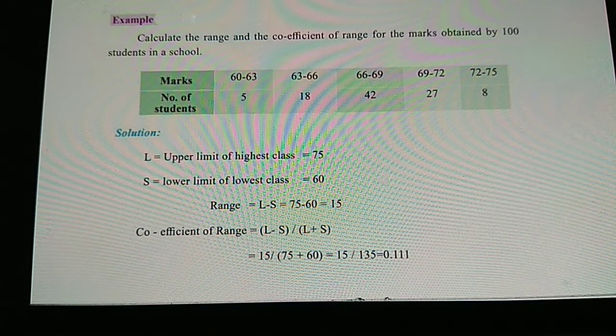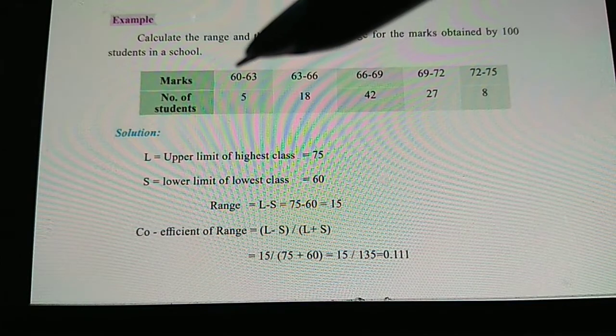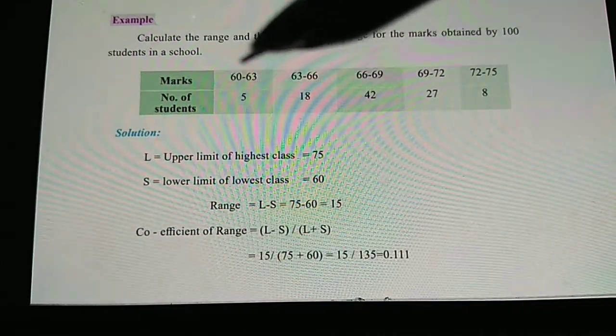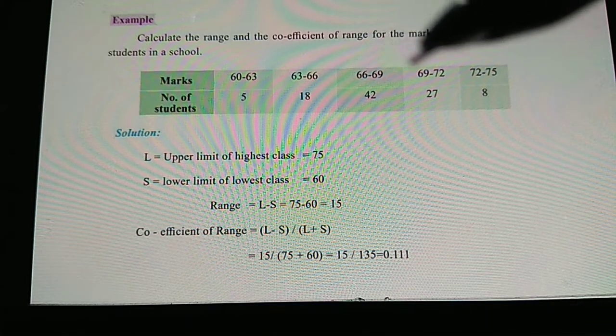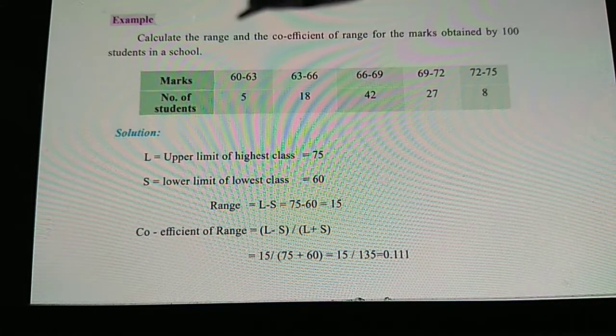And another example, a continuous data example. Calculate the range and the coefficient of range for the following marks obtained by 100 students in a school. The class interval categories of marks, and the number of students, the frequency: 60 to 63, 63 to 66, 66 to 69, 69 to 72, 72 to 75.